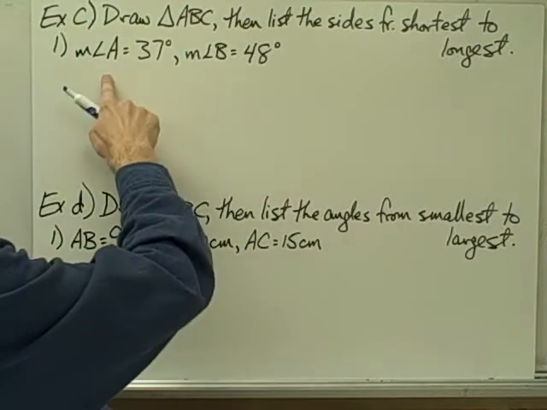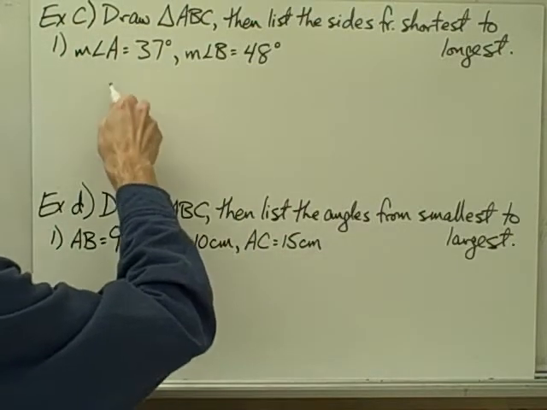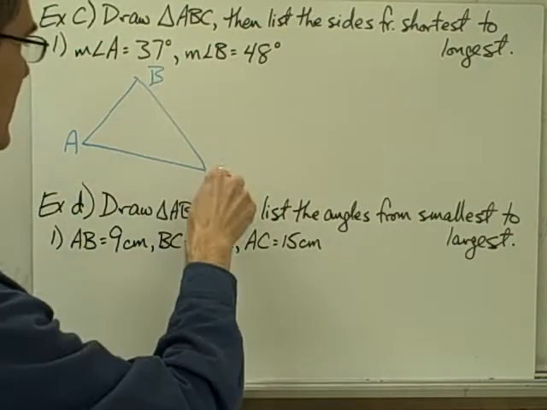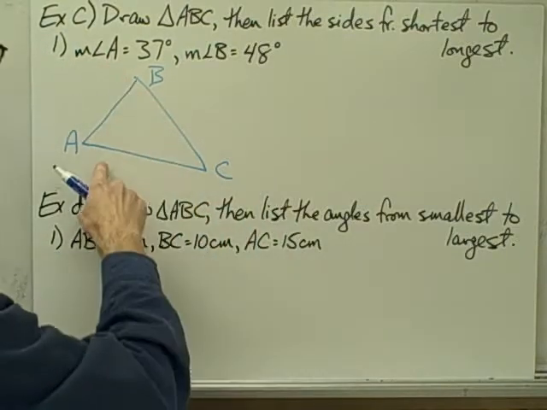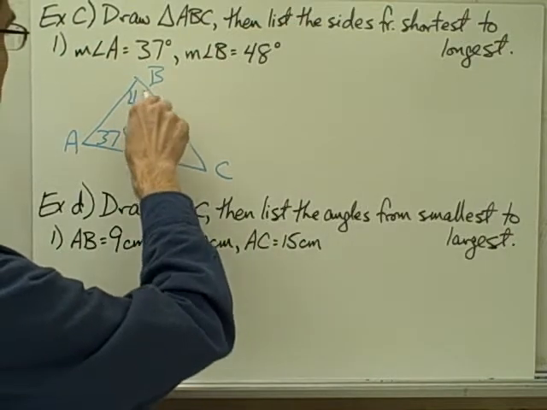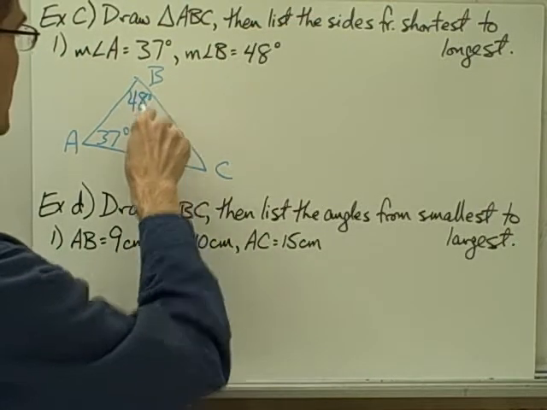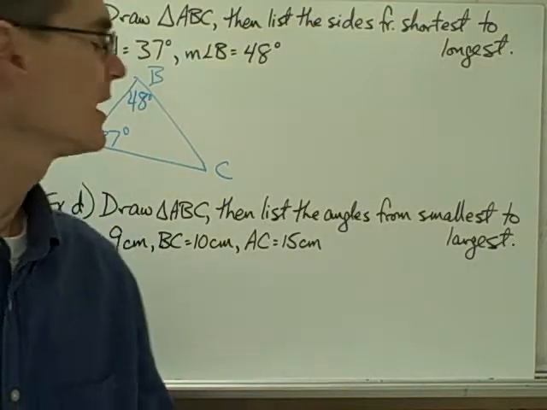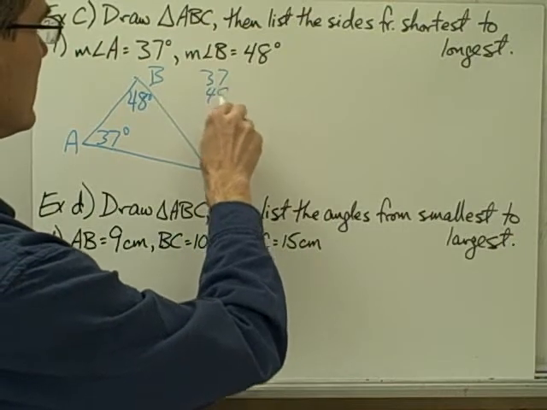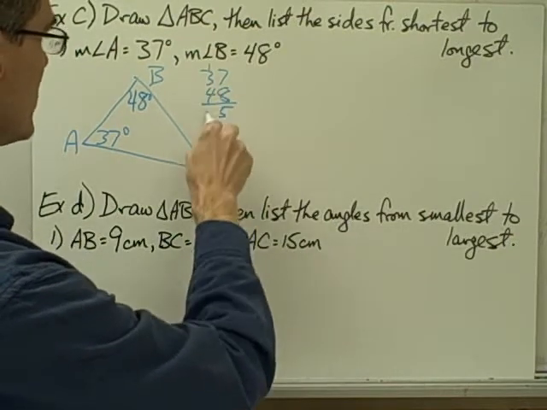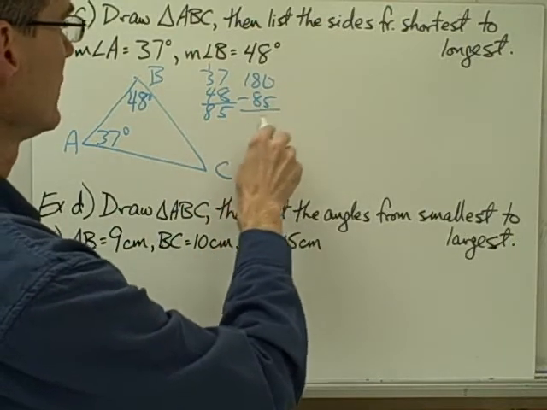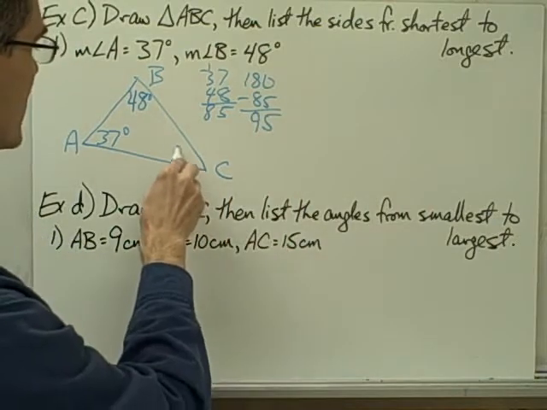Okay, so I've got angle A is 37, angle B is 48. Let me draw this triangle here. We call this angle A, angle B, angle C. The measure of angle A is 37 degrees. The measure of angle B is 48 degrees. The measure of angle C, it doesn't tell me, but I can use my triangle sum theorem to figure that out. So 37 plus 48 is 85, and if I subtract 85 from 180, then I get 95, which tells me that angle C must be 95 degrees.